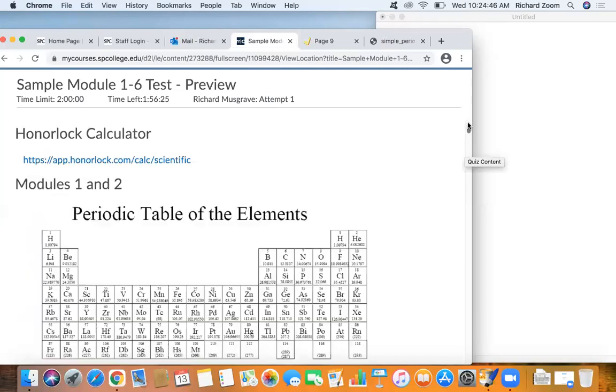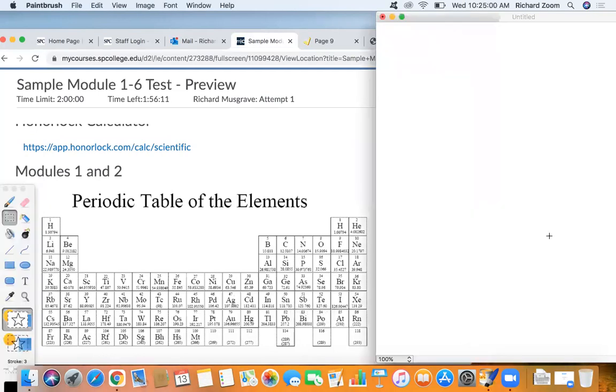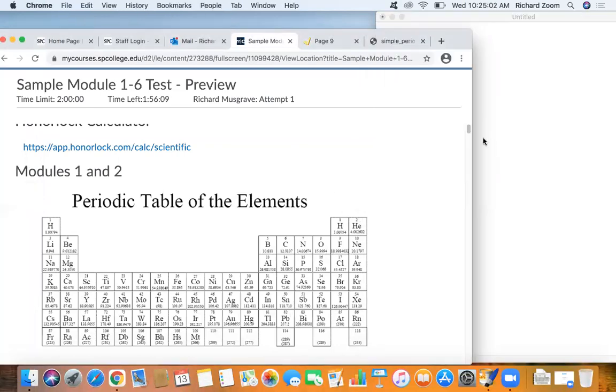The number of energy levels for Sn, well, let's see, Sn is down here, so it'd be 1, 2, 3, 4, 1, 2, 3, 4, 5. Yeah, so that would be the answer for that one, 5.